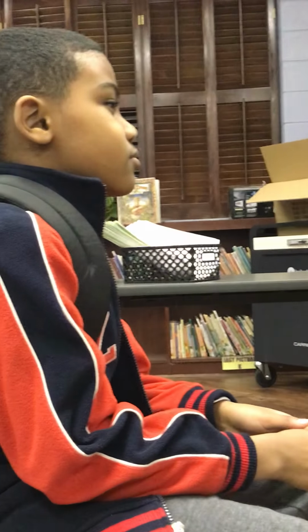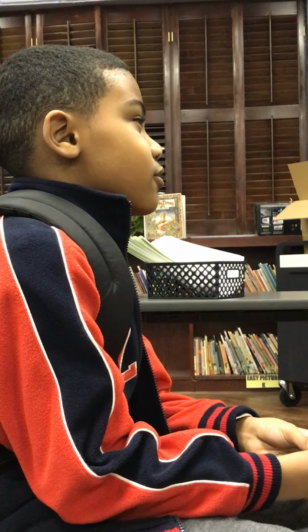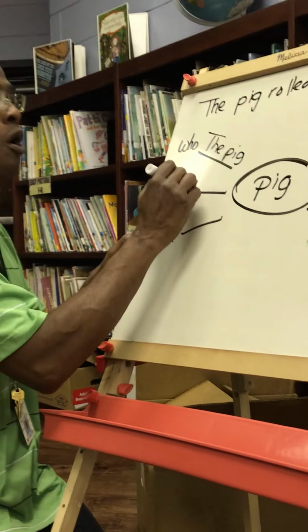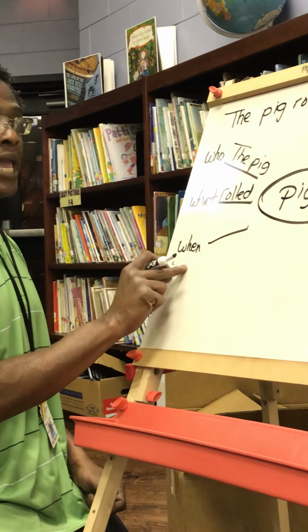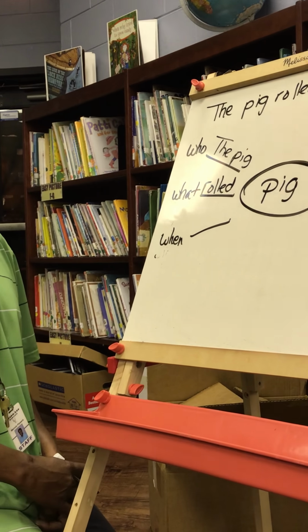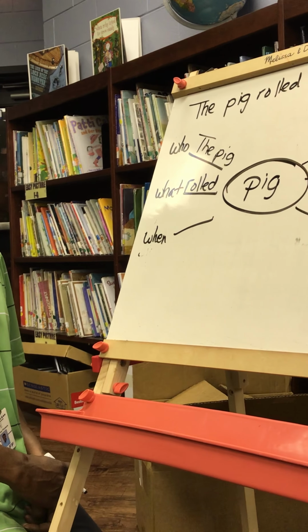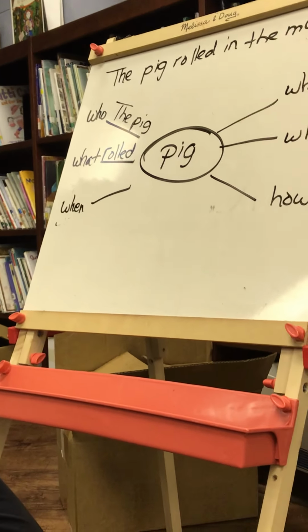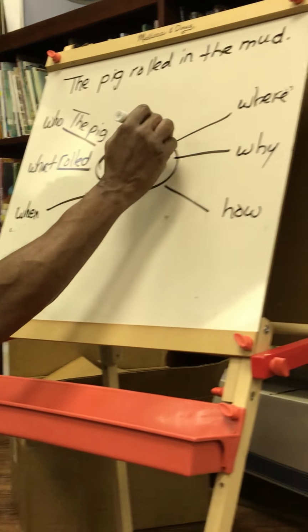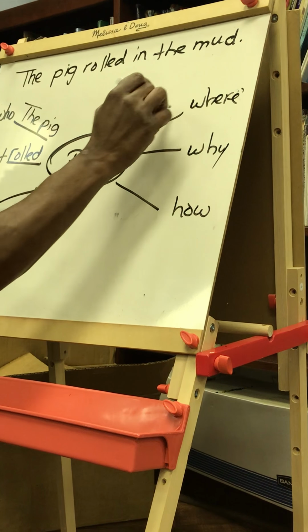Let's go next to what. What do you want to say the pig was doing? So let's do rolled, because that's what he did. He rolled. Can you tell me when or where he rolled in the mud? Where do you think he rolled? In the pen.